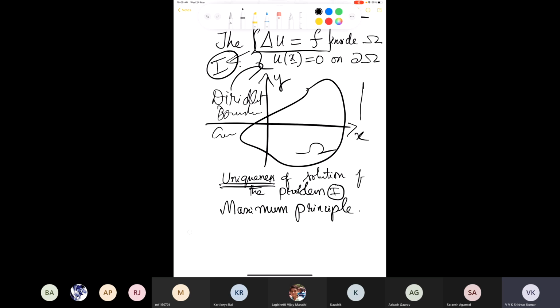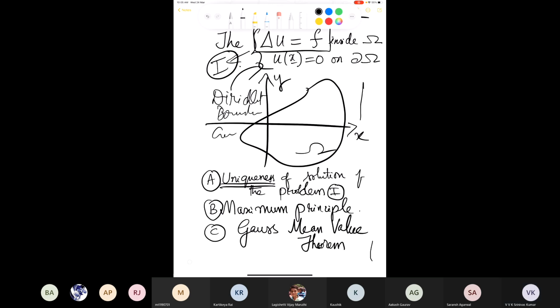For proving the maximum principle, this is the A part. This is the B part: for proving it, we need the Gauss mean value theorem. And for proving the Gauss mean value theorem, we need Green's identities. Okay. So today we'll start with Green's identities.